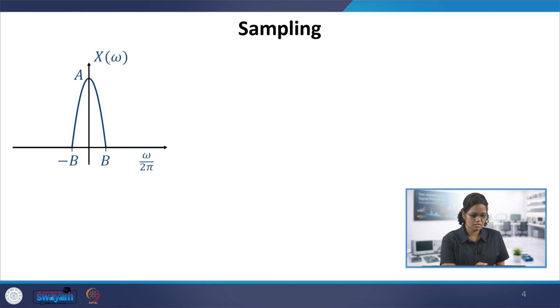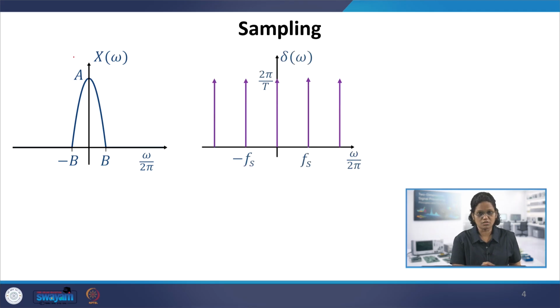So that's why you get this x omega, the band limited spectrum B and minus B, and its amplitude is something A, which depends on the signal which is taken in the continuous time domain. So now what is the frequency domain representation of the delta of t? That is delta of omega. If we take that, this is going to be 2 pi by T, and we have plotted with f.